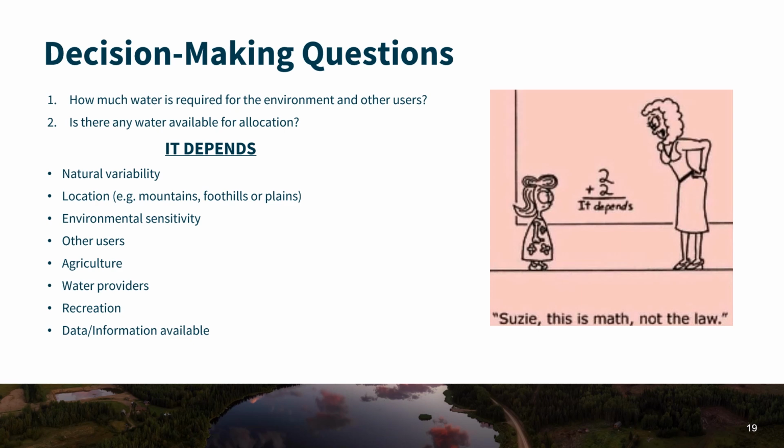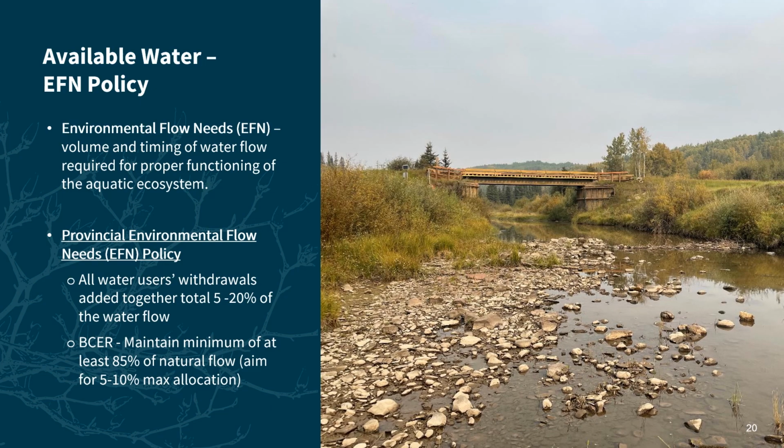Is there recreation values in that system? And what data and information is actually available for us to make that decision? This is where we make use of Section 15 of the Water Sustainability Act, which references the environmental flow needs of a system. And we follow the provincial environmental flow needs policy. In that, EFN, or environmental flow needs, is the volume and timing of a water flow that is required for the proper functioning of the aquatic system.